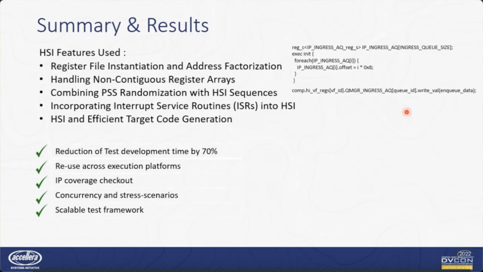Overall, we did see a reduction in test development time by close to 70%. We did get a good reuse across platforms. We started this on emulation and ran this on post-silicon because I'm from the emulation team, but the plan for the next project is that even the pre-silicon team uses basically the same model. We could achieve good IP coverage checkout and develop concurrency stress scenarios, and the test case in itself is quite scalable.